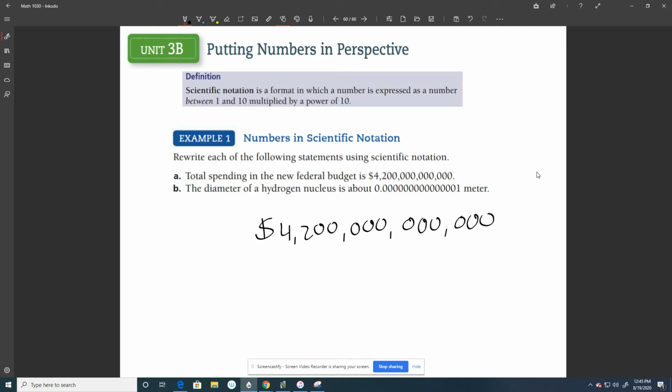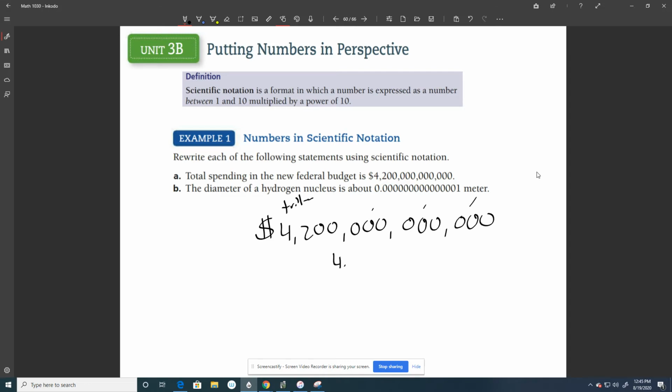4,200,000,000,000,000, that's a great big number. In fact, that's what, trillions, I believe, because we got thousands, millions, billions, or hundreds, thousands, millions, billions, trillions. Okay, so we've got trillions of dollars here. And for some people, seeing it written this way paints a really big picture of how much that actually is. But trying to do math with a number this big can be a little bit difficult.